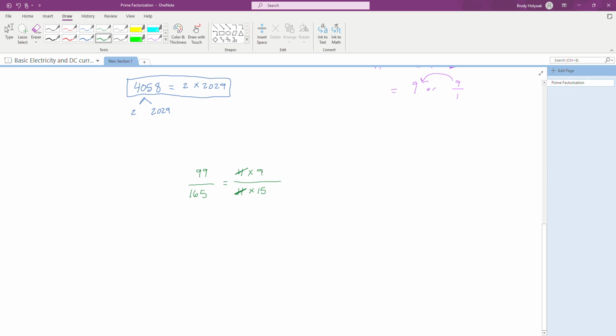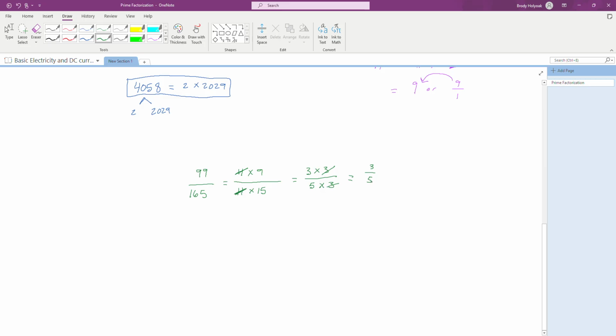Then I'm going to look, what does this 9 split up into? The 9 is going to split up into a 3 times 3. My 15 is going to split up into a 5 times 3. And so therefore, now I have a 3 on top, 3 on bottom with multiplication and division only. Those 3's, top and bottom, are going to cancel, leaving one 3 on the top and one 5 on the bottom. And so my answer is going to reduce from 99 over 165 to simply 3 over 5.